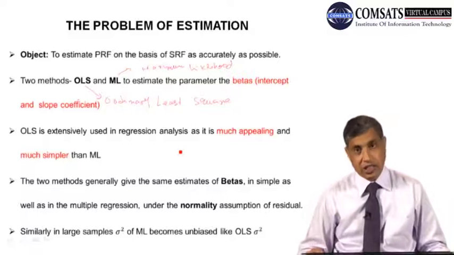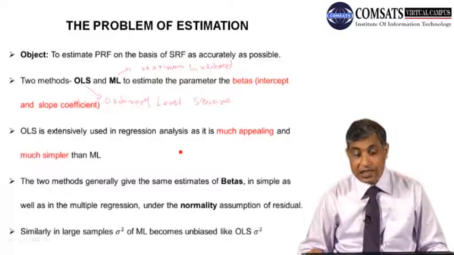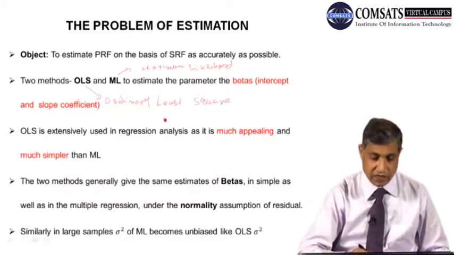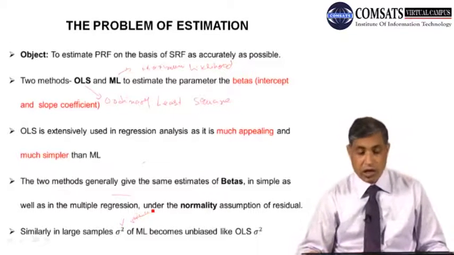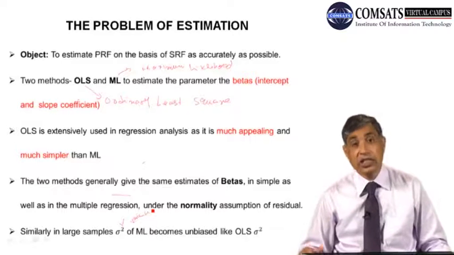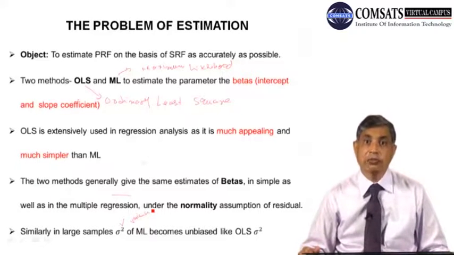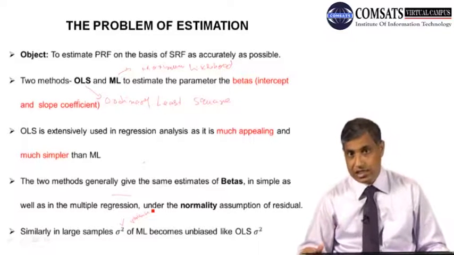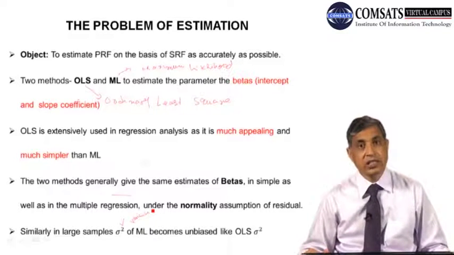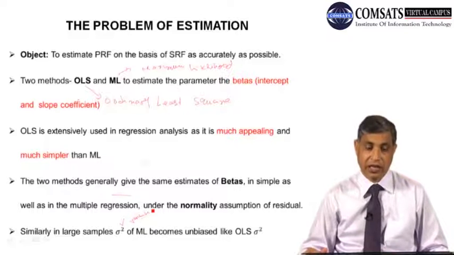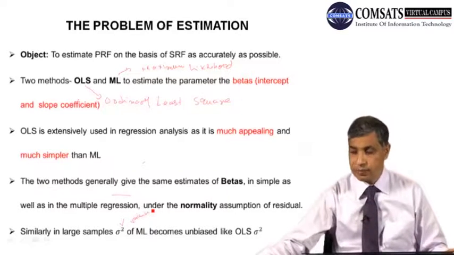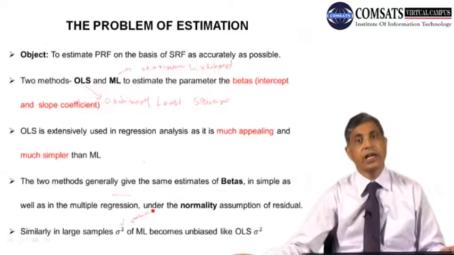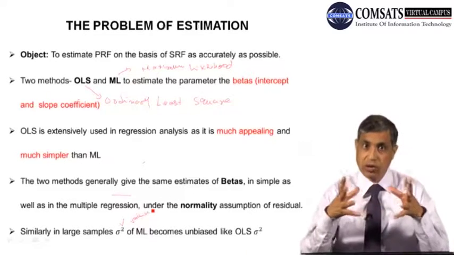And similarly in large samples. This sigma square is the variance, the variance of the error term. In a small sample the maximum likelihood estimate of this variance becomes biased, but the OLS estimator of the variance remains unbiased. But when the sample goes asymptotically large, this issue is also resolved.